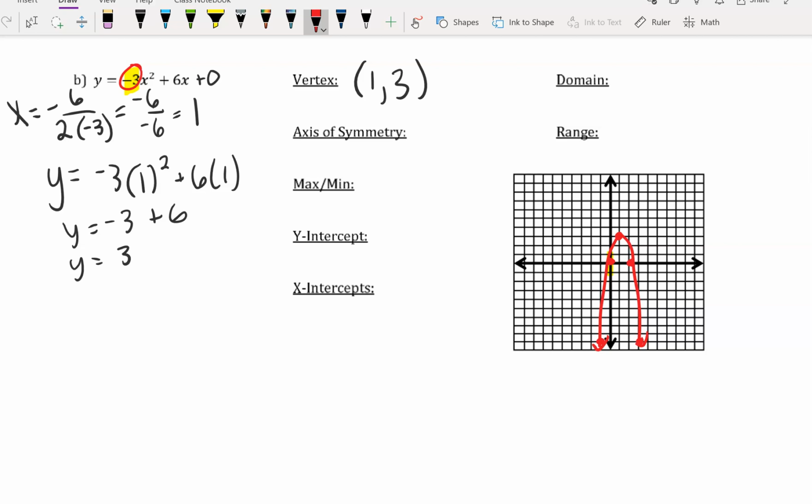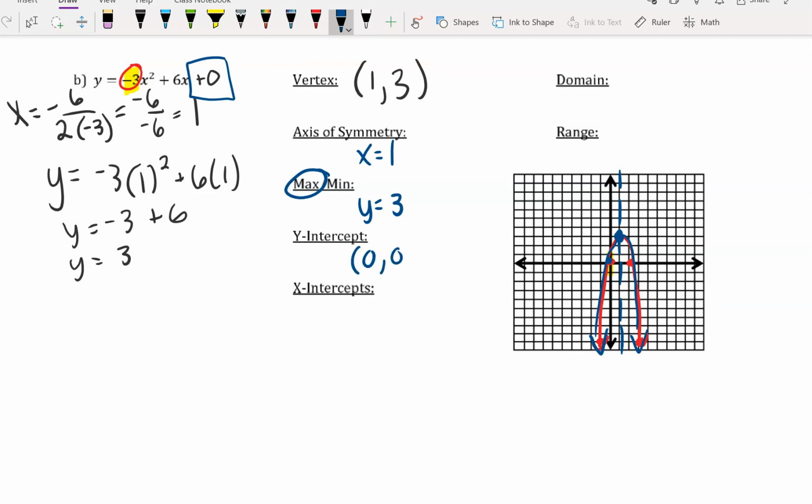All right, axis of symmetry is always the x-coordinate of the vertex, so x equals 1. Max or min is always the y-coordinate of our vertex. And in this case, since this parabola is opening downward, it has no minimum because these arrows mean it goes forever down. But this vertex is its maximum, so it's a max at 3. All right, the y-intercept should be the c value, which, remember, there was no c value, so we called it 0.